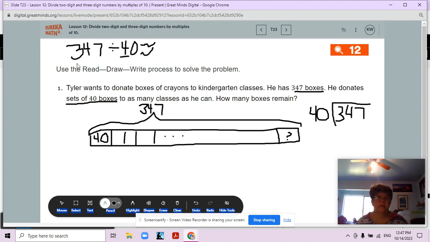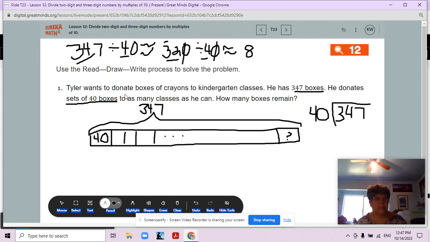4 times something is close to 34. 4 times 8 is 32. 4 times 9 is 36. We saw in our last problem it's better to go under, right? So let's do 32, 320 divided by 40, right? And then 32 divided by 4 is 8, and we got rid of the zeros.